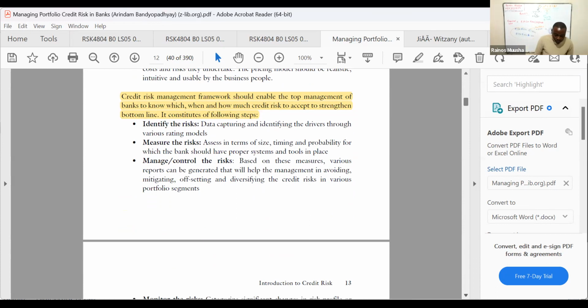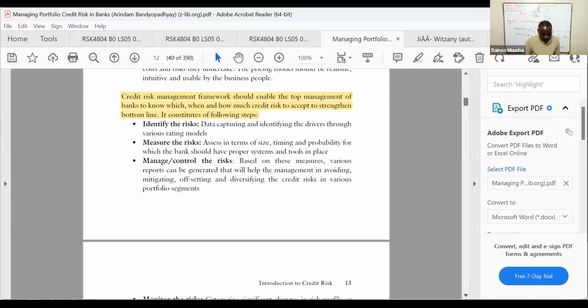So it consists of the following steps. And the first one that they discuss in this case is identify the risk, which means data capturing and identifying the drivers through various rating models. Then the next step would be measure the risks. And in this case, they say you need to be able to assess in terms of size, timing, and probability for which the bank should have proper systems and tools in place. And then the third one is manage or control the risks as well.